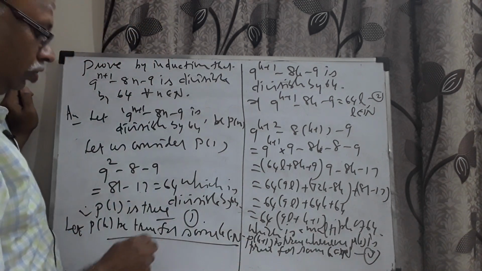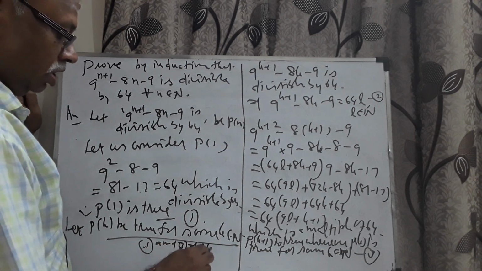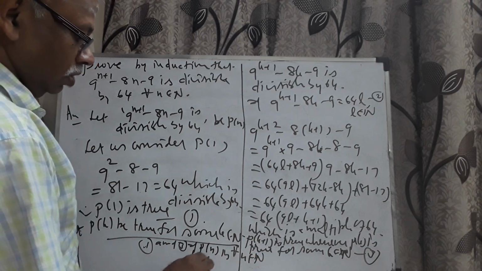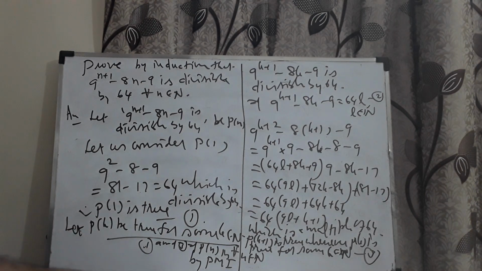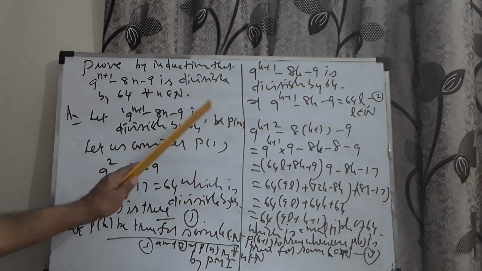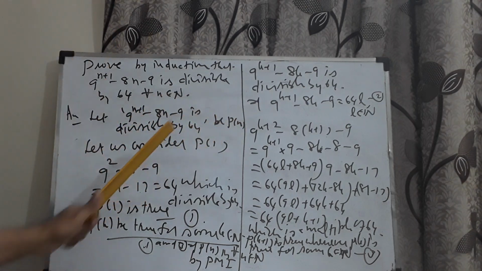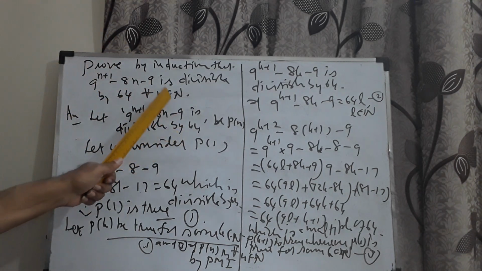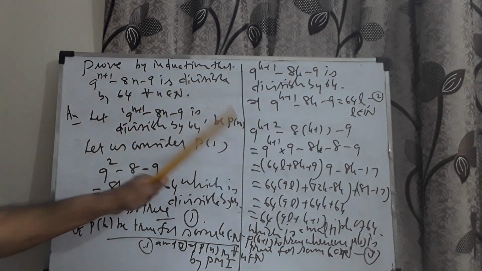Now let me give the conclusion here. 1 and 3 will imply P of n is true for every n element of N. This rule is called PMI, by principle of mathematical induction. Let me explain the whole lot. Without for every n element of N, I assume the whole lot to be P of n. If I write for every n element of N, I am assuming the result itself. That's the meaning. Without for every n element of N, I assume 9 power n plus 1 minus 8n minus 9 divisible by 64 be P of n.